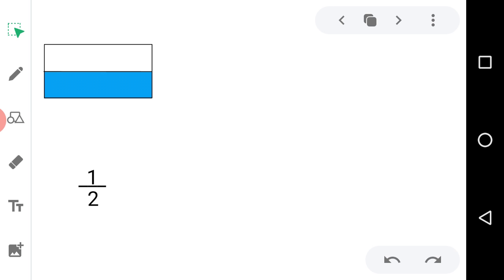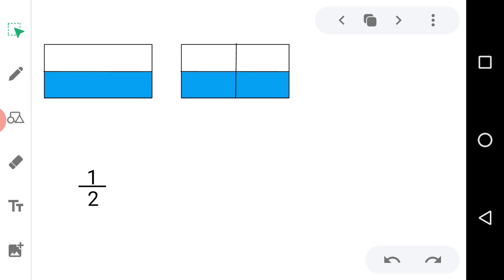Now if I divide each part into 2 parts, there are a total of 4 parts. Now the shaded area is 2 out of 4 equal parts. They represent the same area.